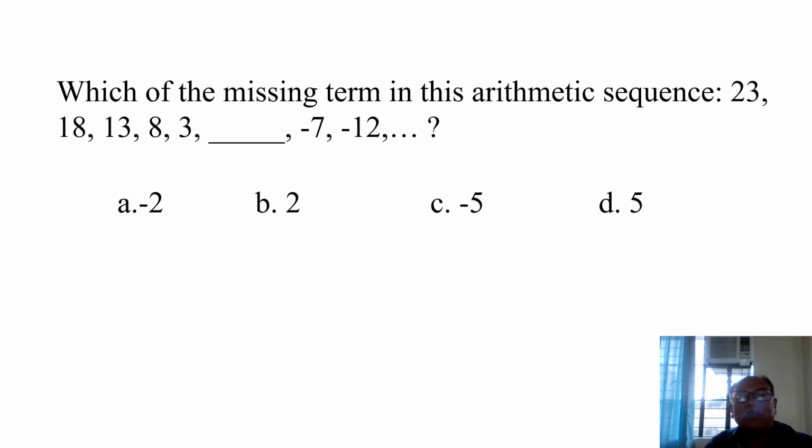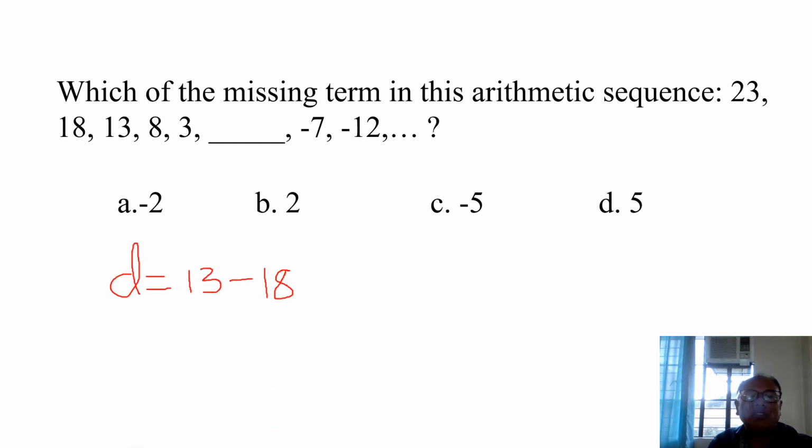Okay, so for number 2, which of the following is the missing term in the arithmetic sequence 23, 18, 13, 8, 3, blank, -7, -12? So we're looking for the missing term. There are several ways to get this one, but this time we're going to take up the easiest one.